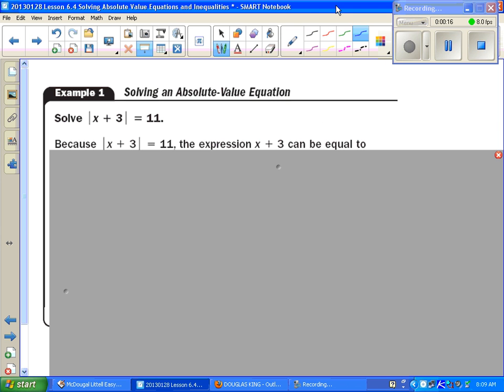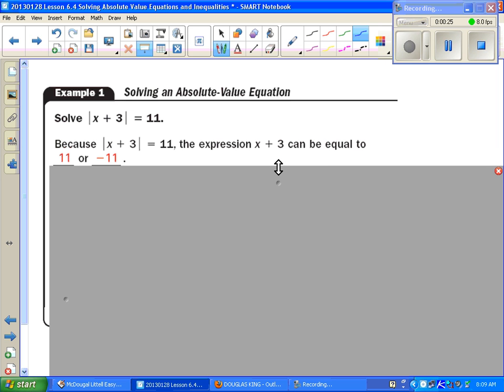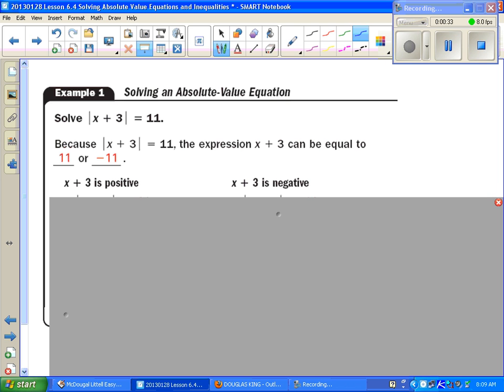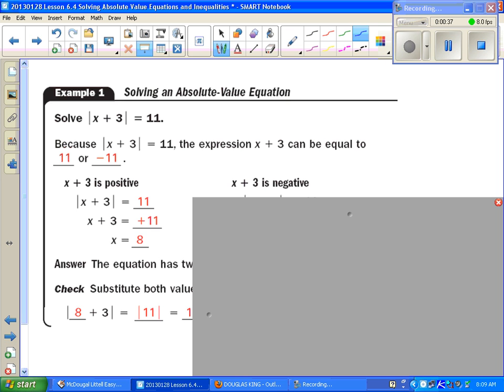Example number 1 on your note-taking guide says solve the absolute value of x plus 3 equals 11. Because the absolute value of x plus 3 equals 11, the expression x plus 3 can be equal to both 11 or negative 11. Again, both the positive and the negative terms that we're going to look at. So when x plus 3 equals a positive number, this is how we're going to have it. The absolute value of x plus 3 equals 11. Notice on this next step, you lose the absolute value symbols and you make it positive 11. And we'll look at the converse of that in just a second.